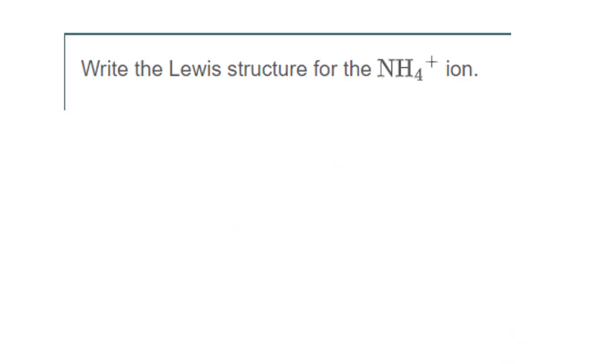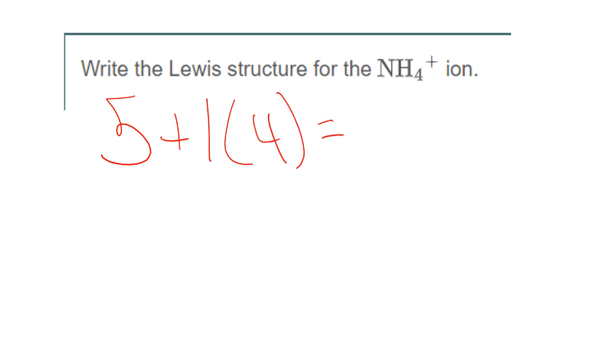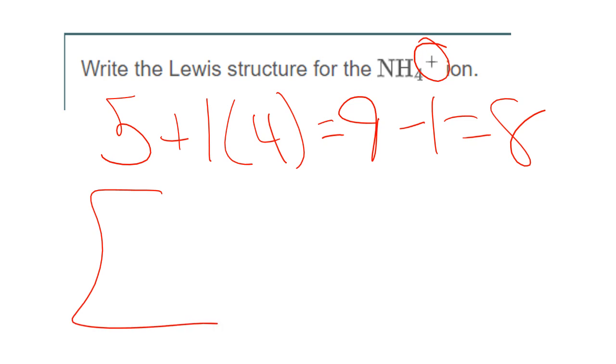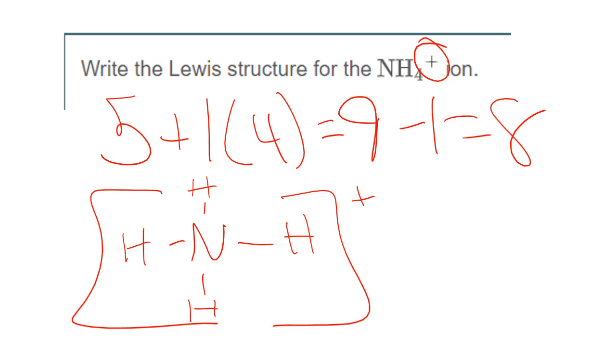And NH4 plus, nitrogen 5, hydrogen 1 times 4, that's 9 minus 1, 8. Positive charge. Brackets, nitrogen. Bond outside atoms using 2 electrons each. Minus 8, we used up all 8. Nitrogen's happy, hydrogen's happy with 2 electrons.